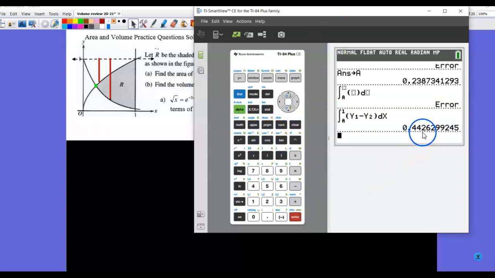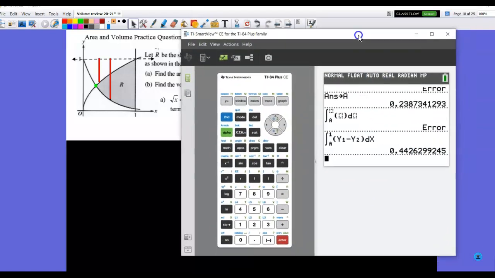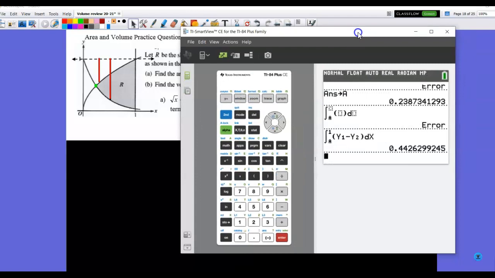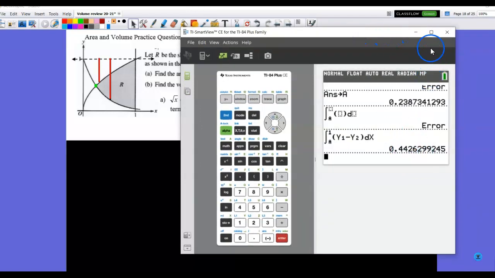And there's my answer, 0.443 or 0.442. Either of those answers would be acceptable, rounded off or truncated.